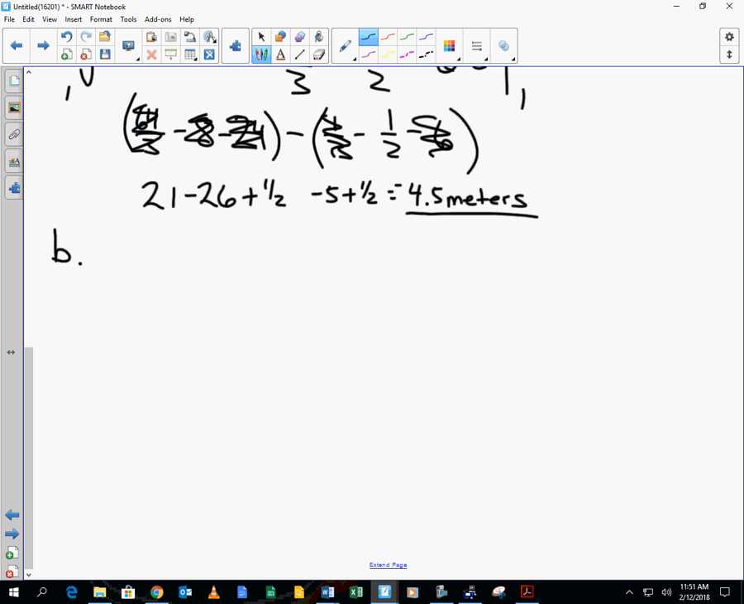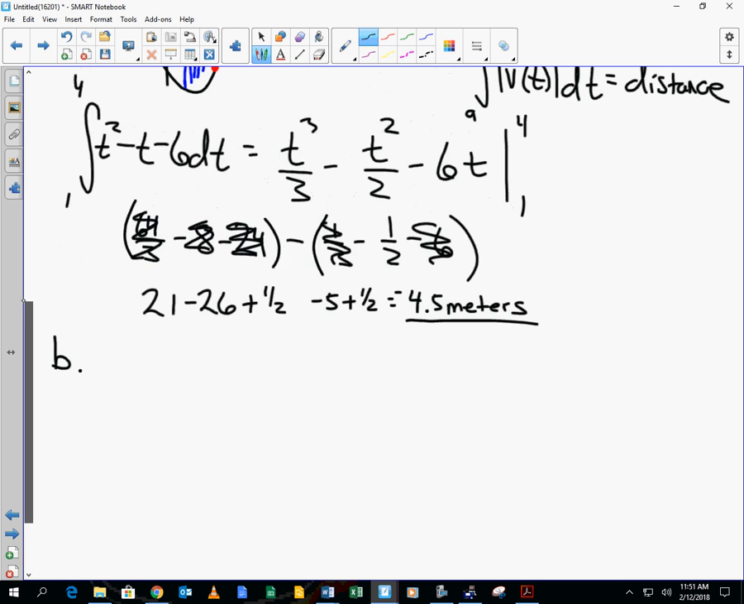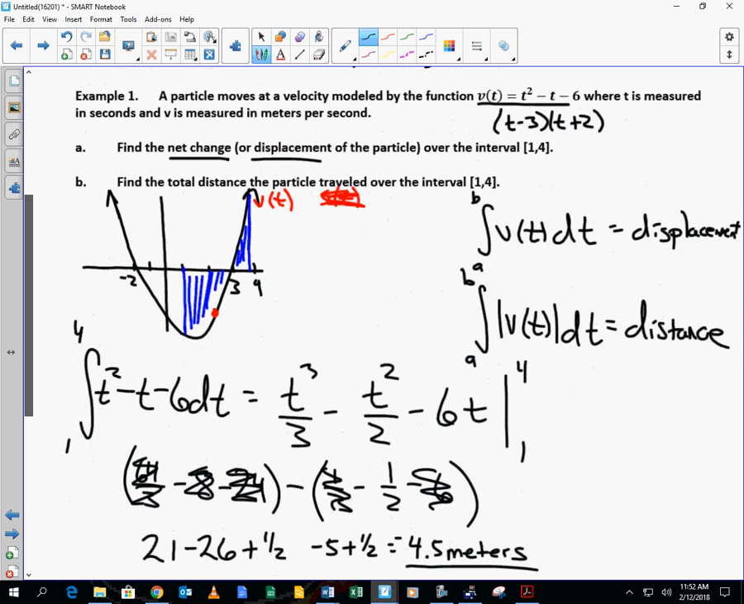Now we're going to do B. B says that we want to find the total distance. We need to find the absolute value then of the function over that time. Now, I want to show you what that looks like graphically so you can appreciate that this is going to be a little bit more challenging. If I take the absolute value, that means everything becomes positive, correct?